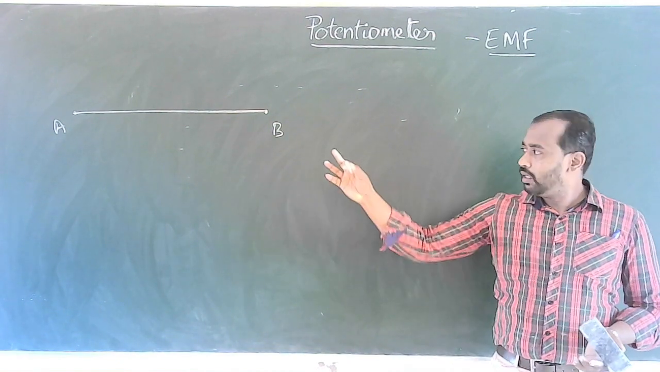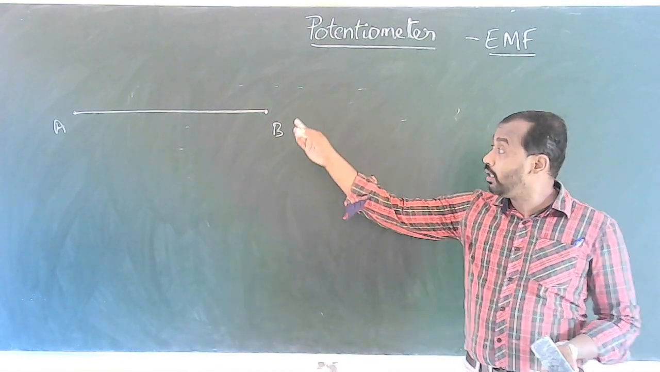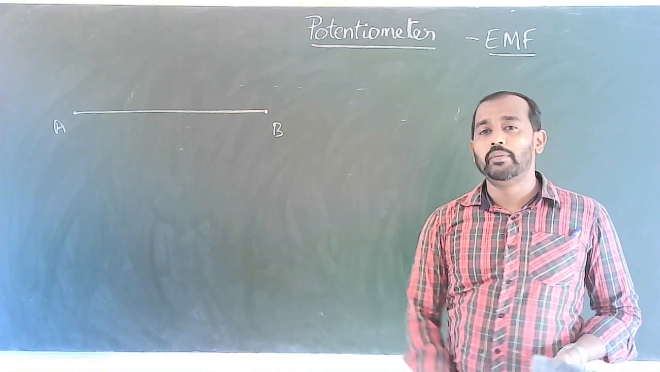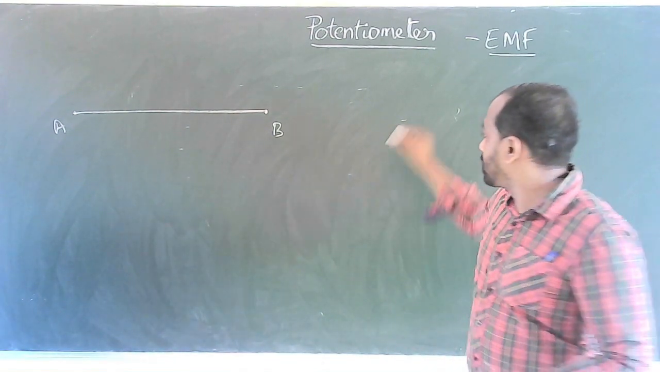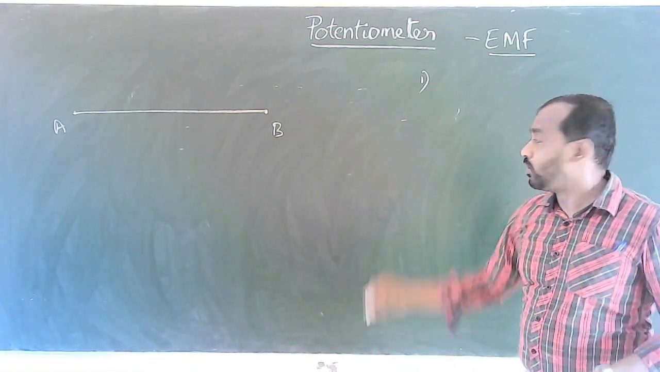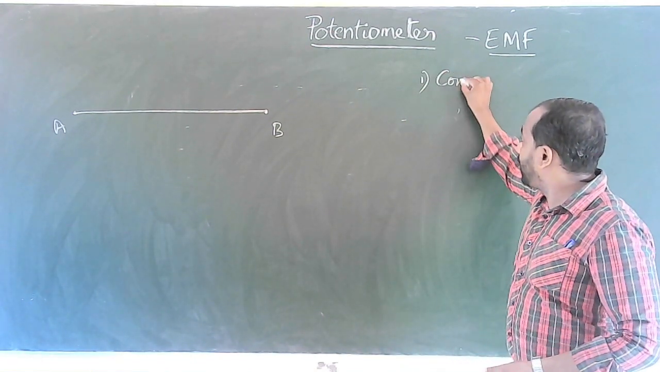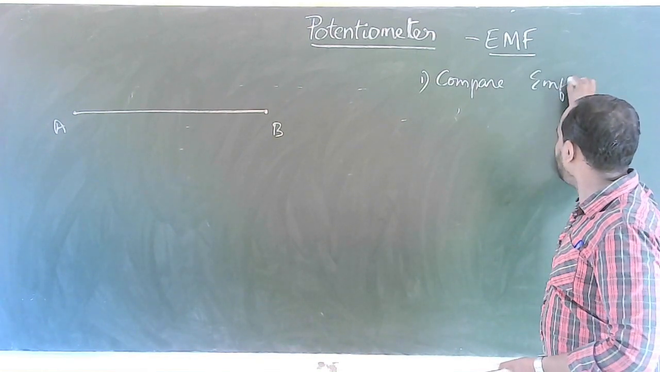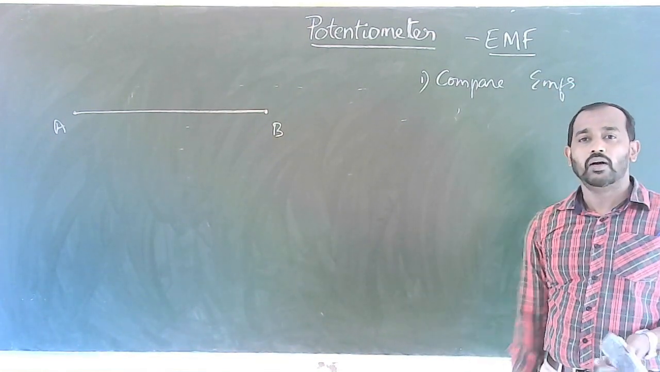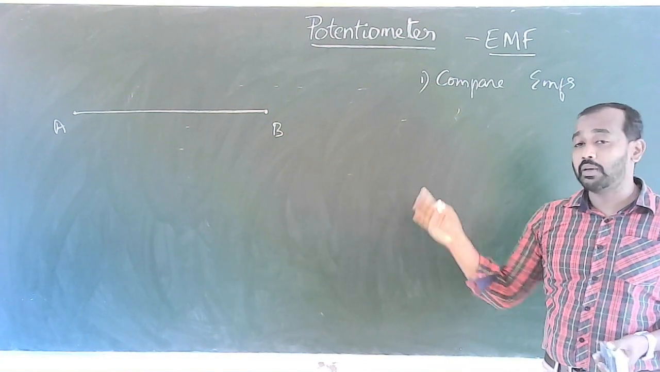Now, how to use the potentiometer for measuring the EMF of an unknown cell? That's the first application. Actually, here we are comparing the EMFs. How do we do that? How do we compare the EMF of the two cells?